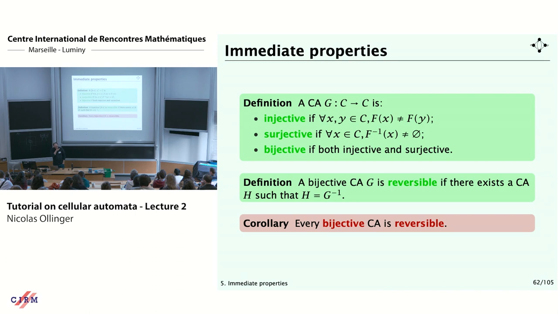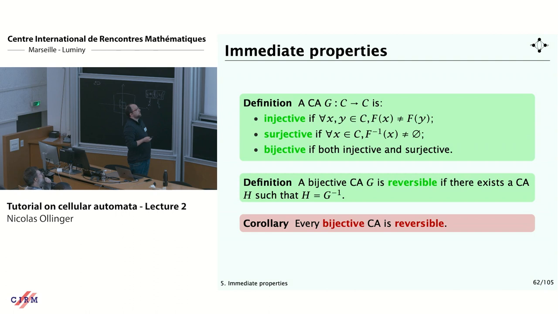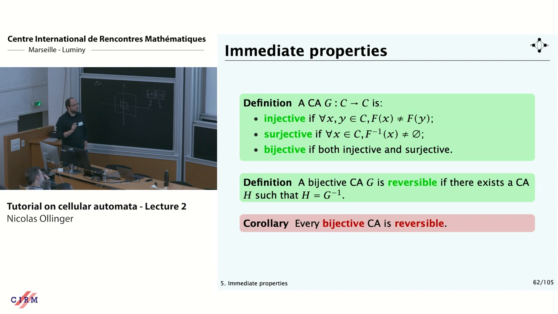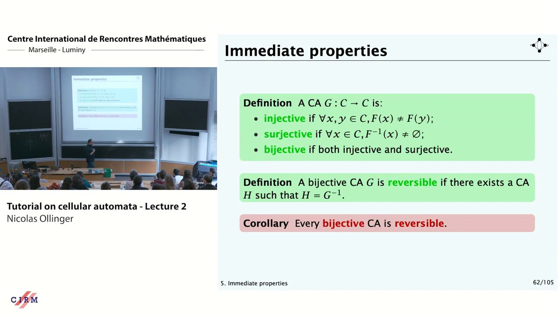Okay, then given a set of configurations, I can study injectivity, surjectivity, and bijectivity of my map, right? Injective: if you take two different configurations, they have different images. Surjective: you can go everywhere. And bijective: you're both injective and surjective. And I have a fourth definition, which is reversible. You're reversible if you are bijective, but more than that, there is an automaton which goes downwards from top to bottom.